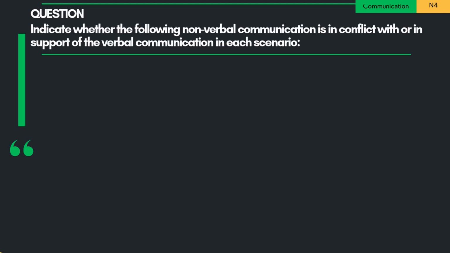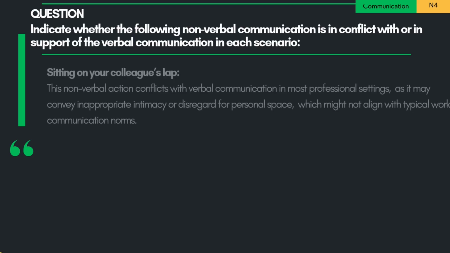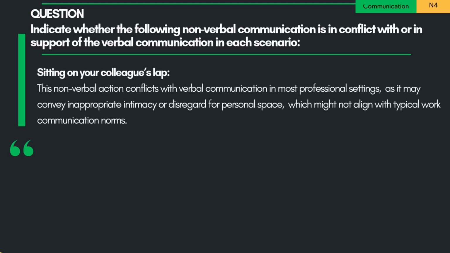Question. Indicate whether the following nonverbal communication is in conflict with or in support of the verbal communication in each scenario. 1. Sitting on your colleague's lap. This nonverbal action conflicts with verbal communication in most professional settings, as it may convey inappropriate intimacy or disregard for personal space, which might not align with typical work communication norms.